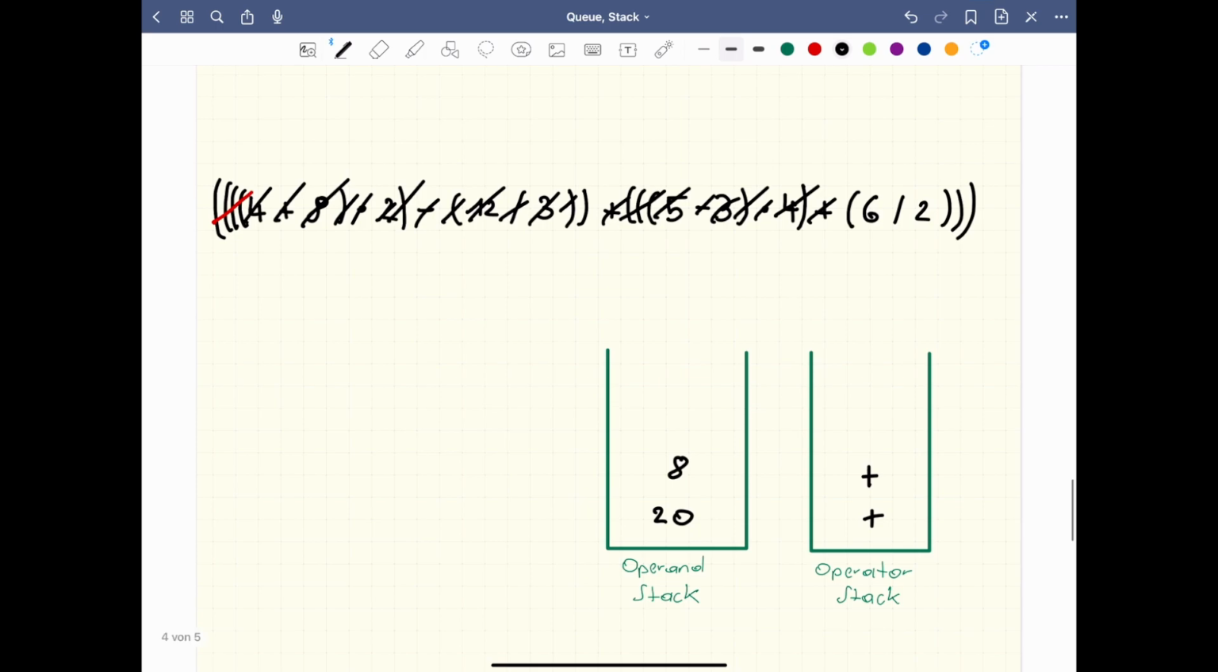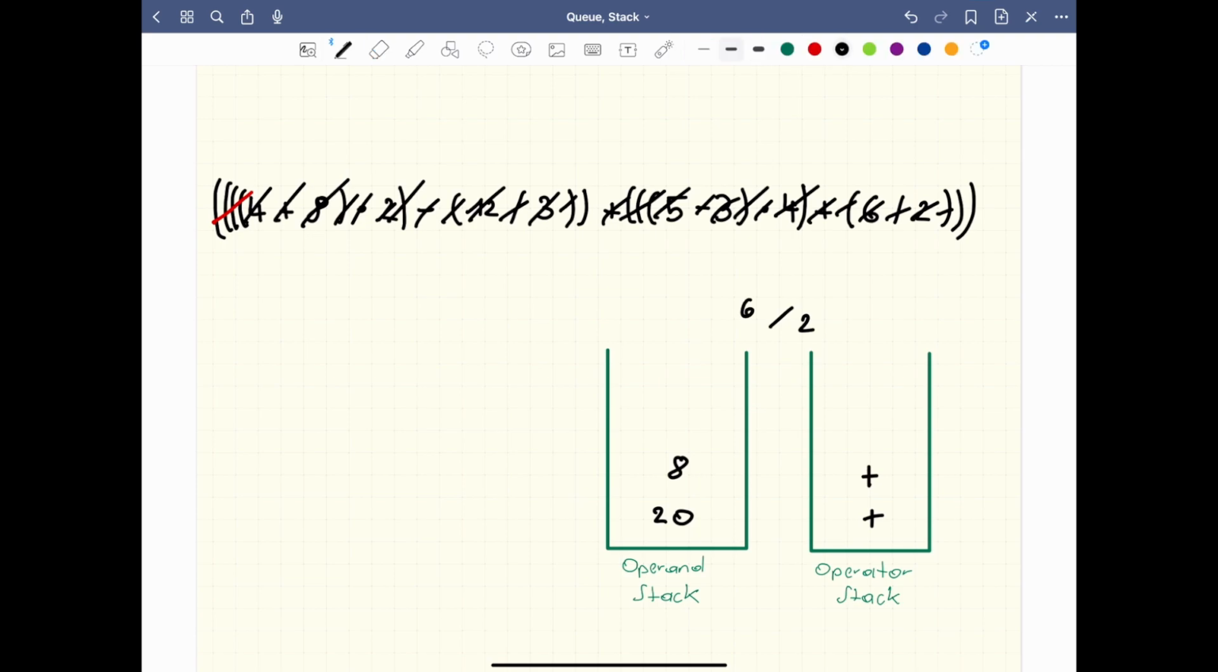We have an opening bracket, we ignore it. We have some 6 that goes here. We have a division symbol that goes there. And we have another number that's 2 that goes there. So we have the first closing bracket. So we pop the division symbol, we pop the 2, we pop the 6.